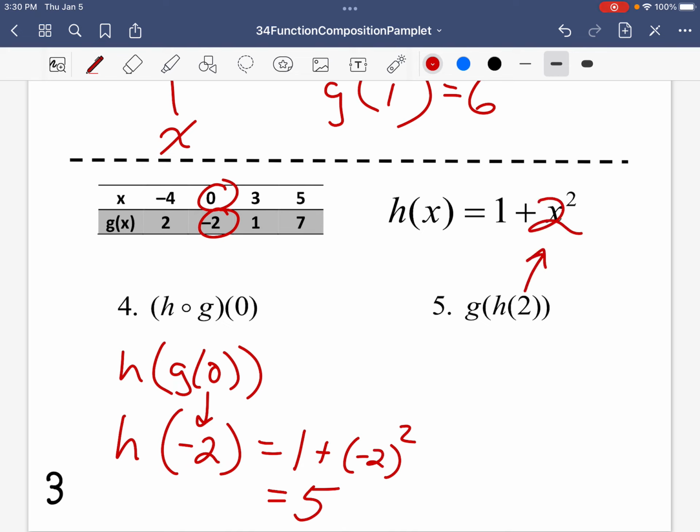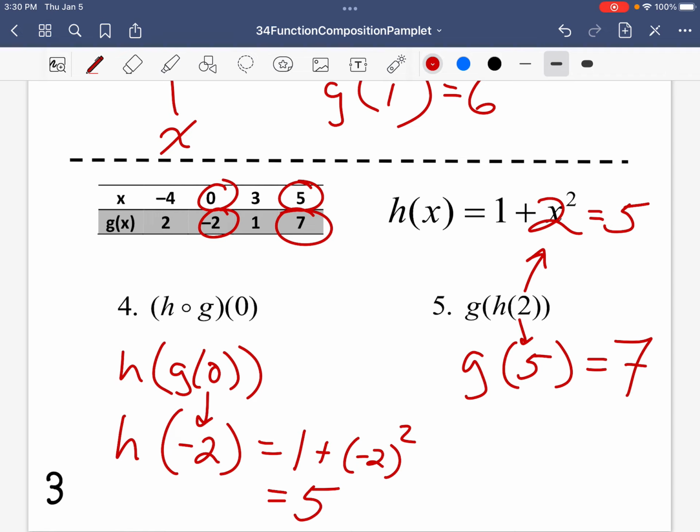H of 2 means you're going to plug 2 into the h equation. We'll do that first. That comes out to be 1 plus 4, which is, again, 5. But this then means I'm going to try to figure out g of 5. That means I'll go to my g equation when x equals 5, get the value, which is 7.